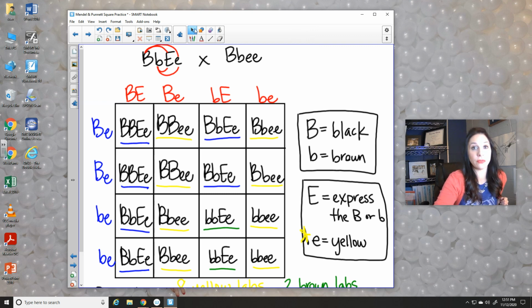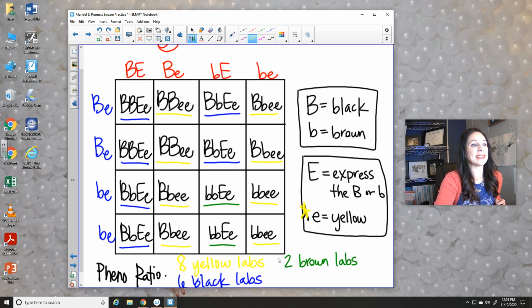So what I like to do first is to find all of the yellow labs. If you don't find the yellow labs first, it's not going to work out. So trust me, find all of your yellow labs. To be yellow, you have to have two little e's. So I underlined every yellow lab in yellow, and we end up with 8 yellow labs.